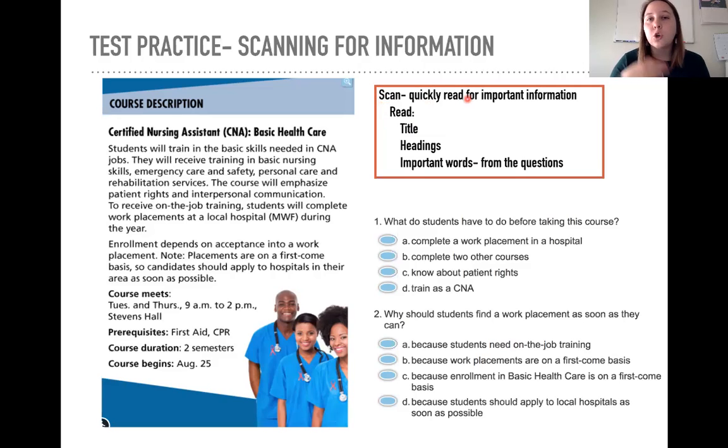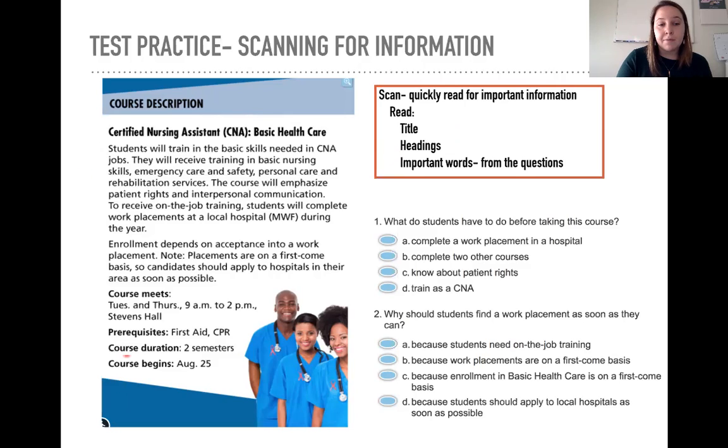Scanning means you're quickly reading for information. You're not reading every word, you're just looking at the words and finding important information. So let's take a look at what you would read. You would read the title. So what is the title of this? Okay, it would be course description or certified nursing assistant, basic healthcare. So the name of the course and the title of what it is. Then you would read the headings or small titles within.